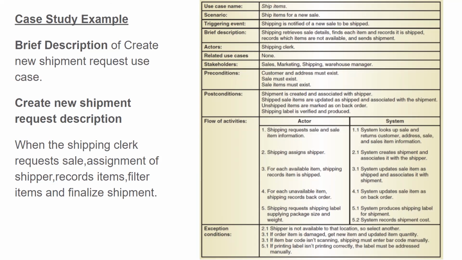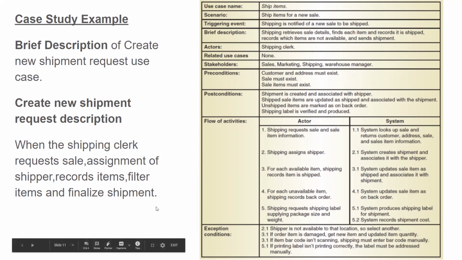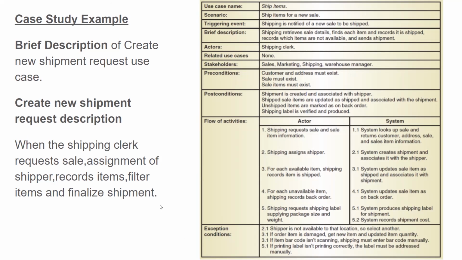You're just thinking beforehand what might happen or what might not happen. That's what exception conditions would be. So that's basically how you do a use case description for this specific case study. And everything will be given, including the description. You just have to put it into a table like this and finish it till the end. That's all for the case study.